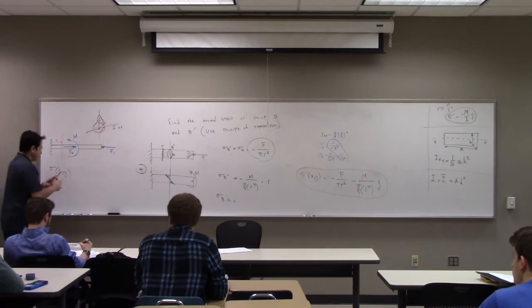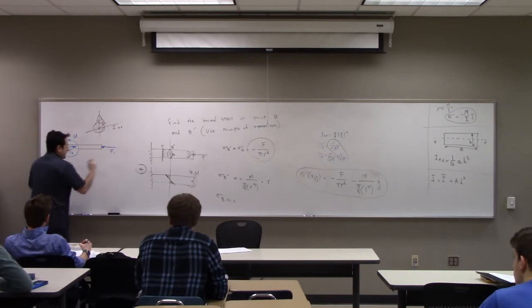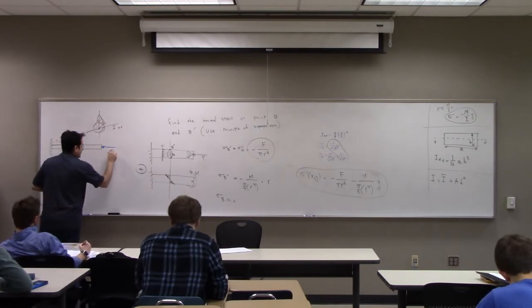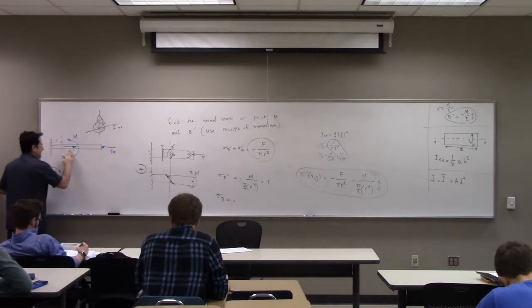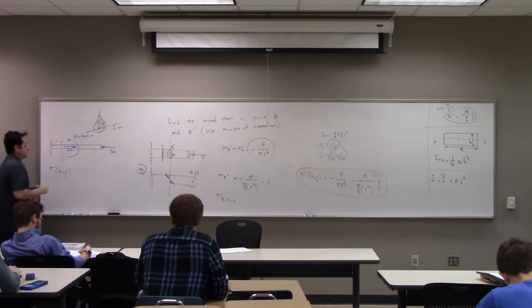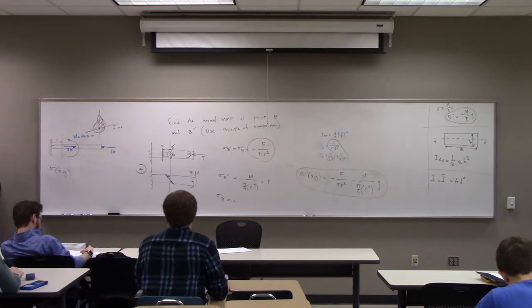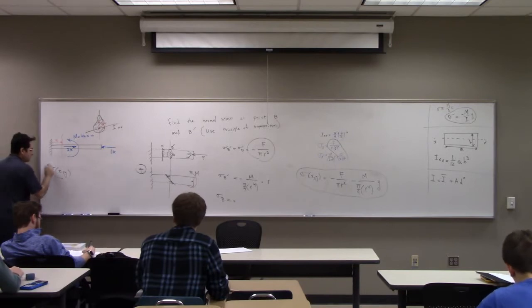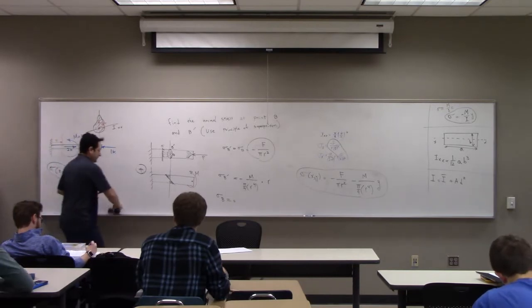Let's give some values to these numbers. So let's say F1 is equal to 1 kN, F2 is 2 kN, and the moment is equal to 3 kN·m. Now for this problem, find the stress field. That means find sigma in terms of x and y.